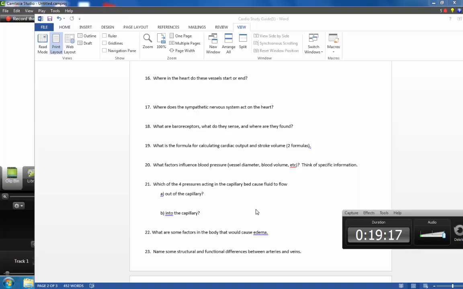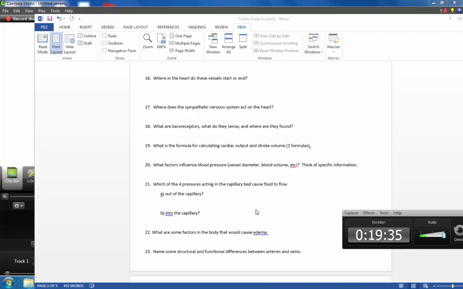Also, if you have less protein in the blood, less albumin, there's less suck into the capillary. Would you agree? Less osmotic suck into the capillary, so fluids leak out. So low capillary osmotic pressure would cause fluid to leak out.